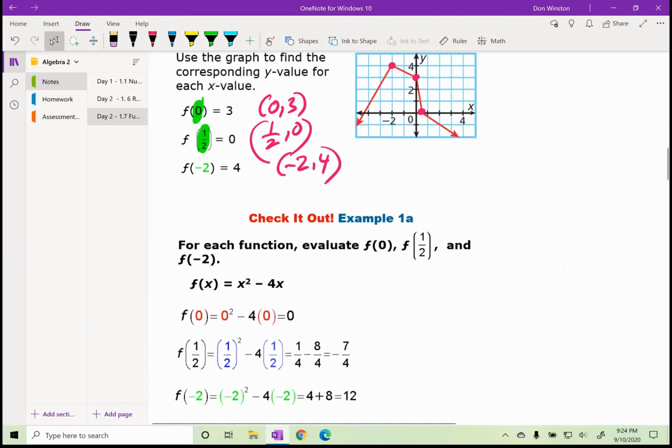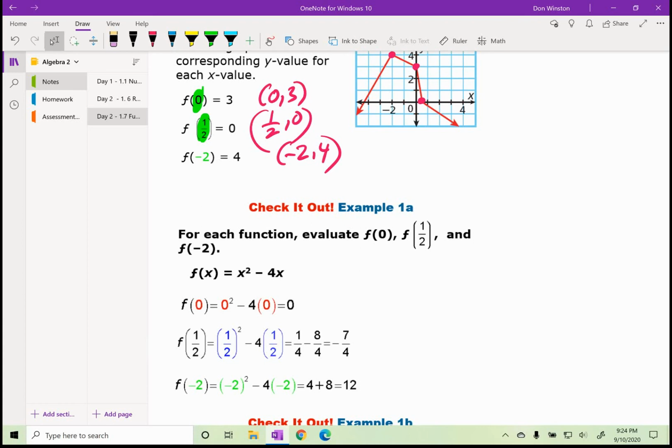Let's look at the next one. For each function, evaluate f of 0, 1/2, and -2. So again, the rule here is you take x, you square it, and then you subtract 4 times x. Or you take the input, square it, and then you subtract 4 times the input. So when x is equal to 0, we have to take 0 and square it, and then minus 4 times 0, and that gives us 0. When x is equal to 1/2, we have to take 1/2 squared, multiply that by -4.